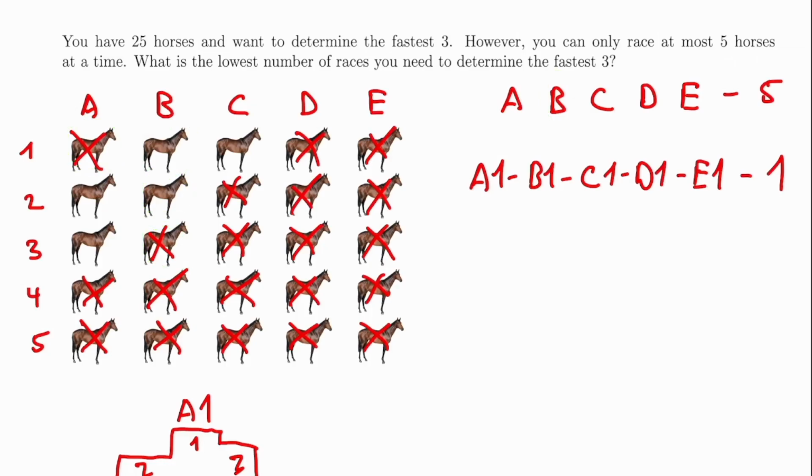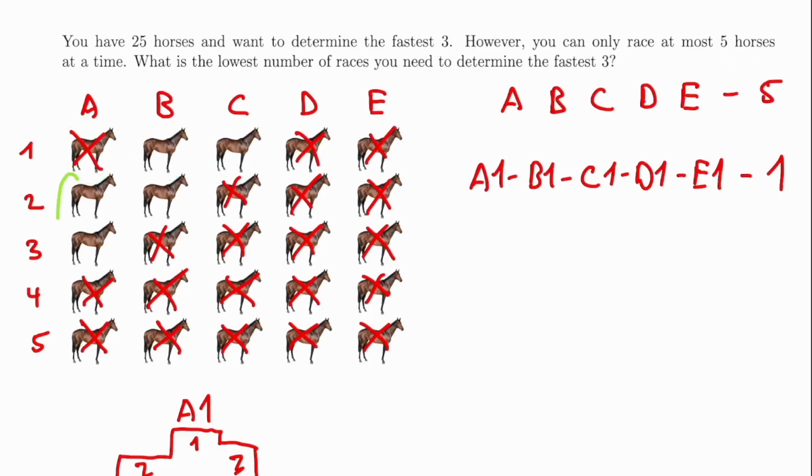Similarly, for example, C3, we know it's slower than C2 and C1, and C1 is slower than B1 and is slower than A1, so C3 cannot be under the top 3. Finally, for C2, we know that C2 is slower than C1, and we know C1 is slower than B1, and B1 is slower than A1, so C2 cannot be under the top 3 horses.